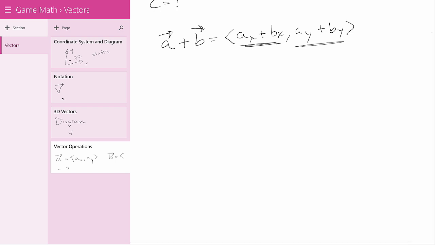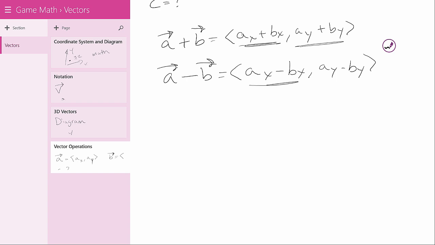Alright, what about a minus b? Pretty much the same thing here. A minus b is equal to ax minus bx, ay minus by. So that is the subtraction of the x components and the subtraction of the y components.